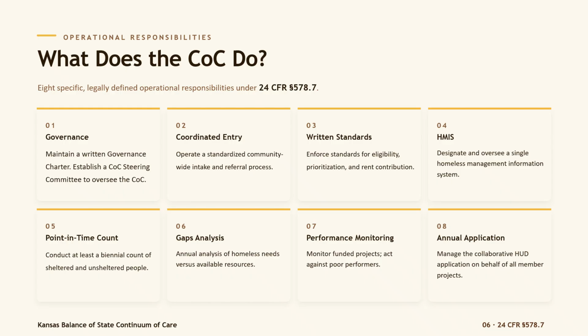So what does the CoC actually do? 24 CFR 578.7 spells out specific legal responsibilities, 8 of them. The CoC maintains a written governance charter and operates a steering committee, the body federal regulation calls the CoC board, that includes at least one person with lived experience of homelessness. It operates coordinated entry, a standardized intake and referral process so people get prioritized fairly across all communities.